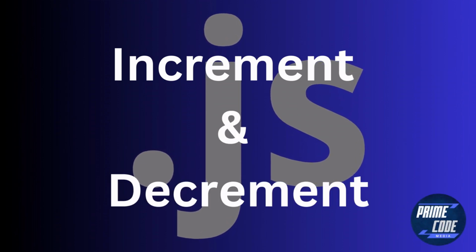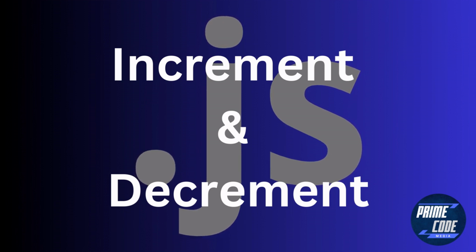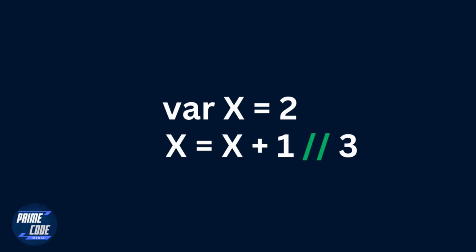In this video, I'll be discussing JavaScript increment and decrement operators. Let's take a look at this arithmetic expression here. Here, variable x equals 2, x equals x plus 1. The result is 3.